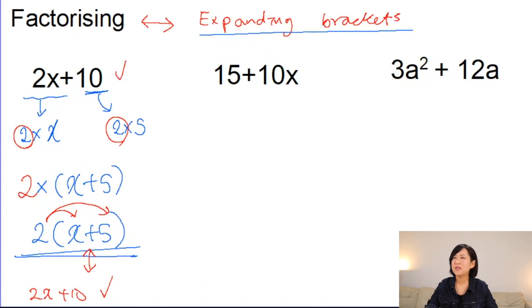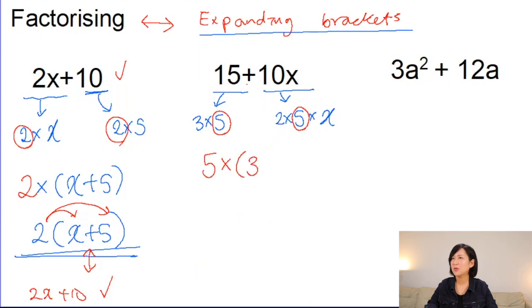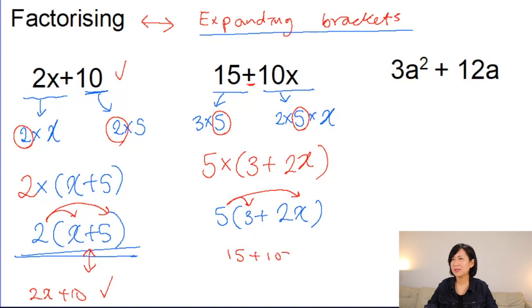Another one, 15 and 10. They're all in the 5 times table, so definitely 5 is a factor. So 5 times 3 and 2 times 5, and you've got an x as well. These are all factors of these two terms, and as you can see, the common factor is 5. So factorizing, have a 5, then a bracket, and then write down all other factors: 3 add, we've got only 2x. Again, double check by expanding the brackets: 5 times 3, 5 times 2x. So 15 plus 10x. Same.